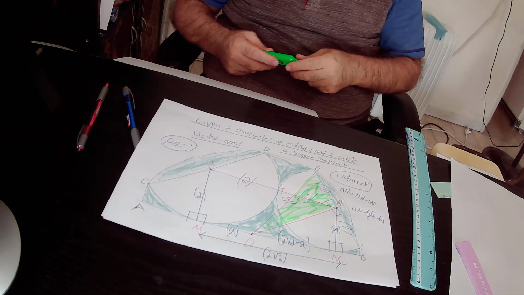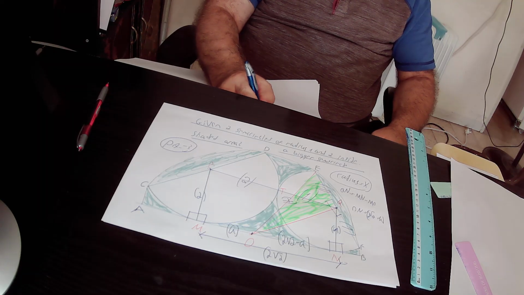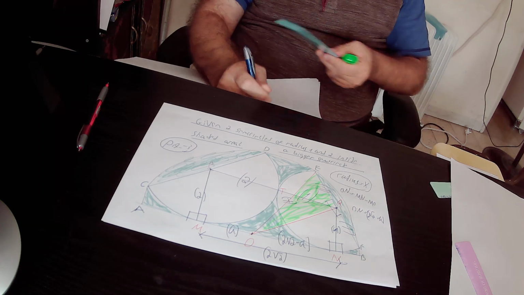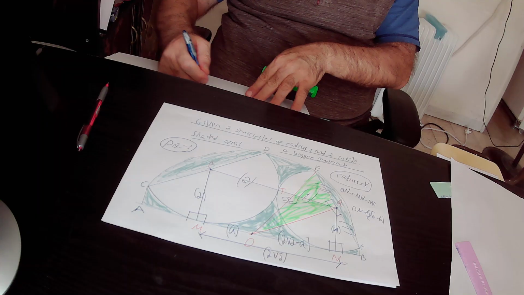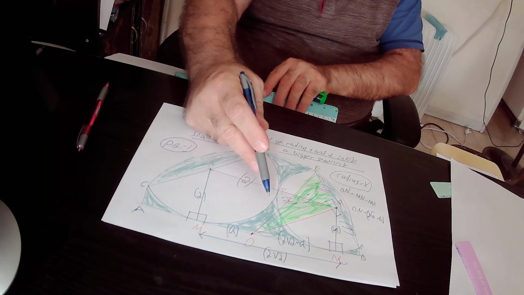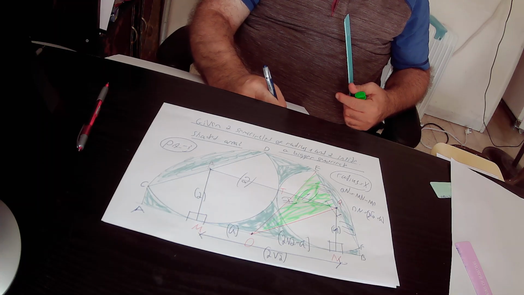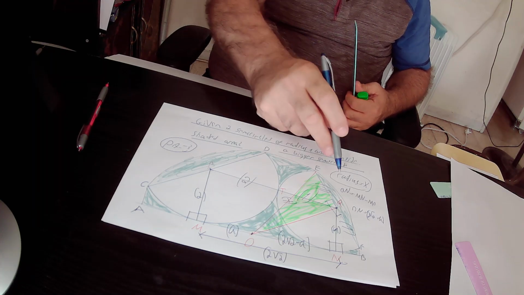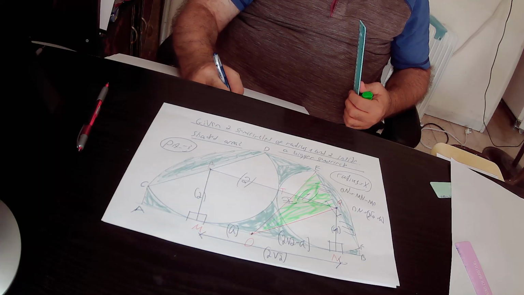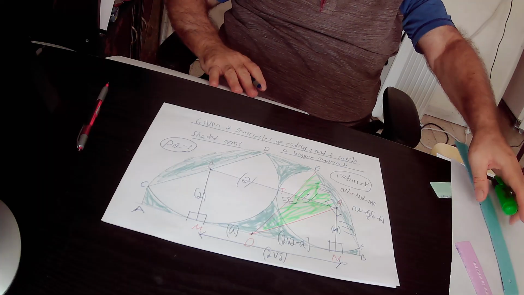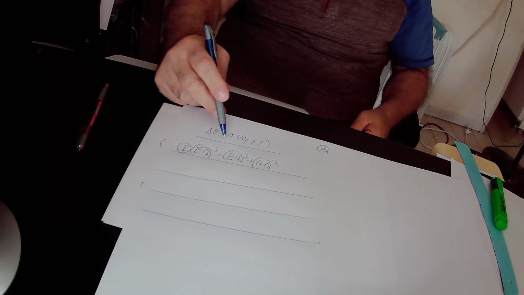So in the right triangle EQO, according to the Pythagoras theorem, EO squared, that is the square of the hypotenuse, equals EQ squared plus QO squared.